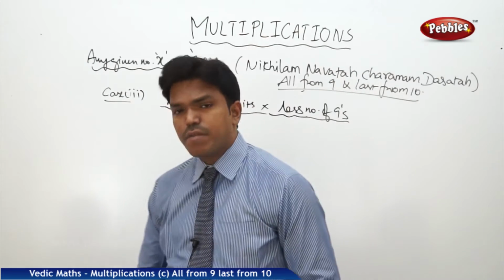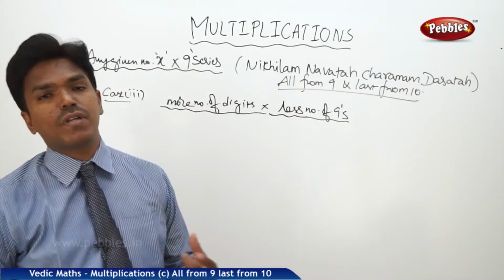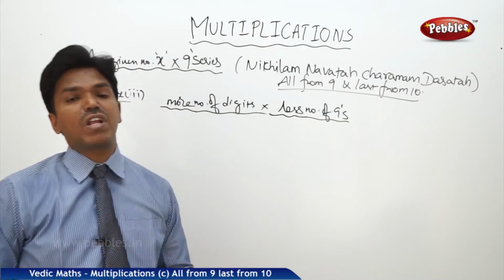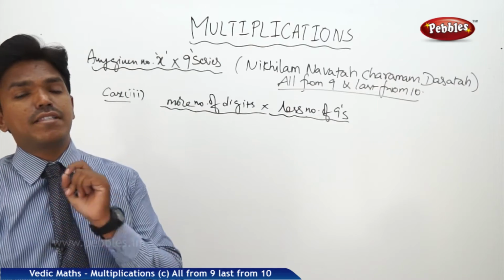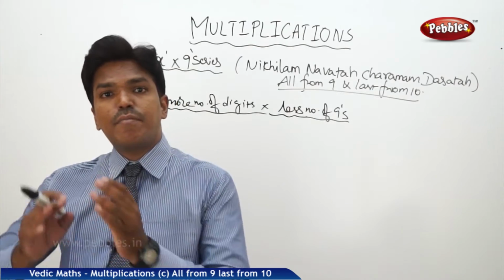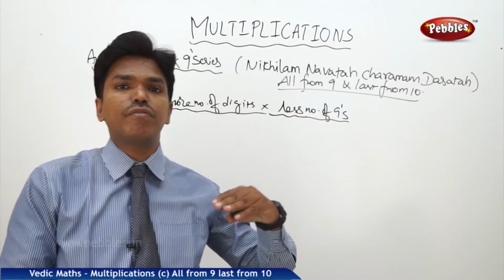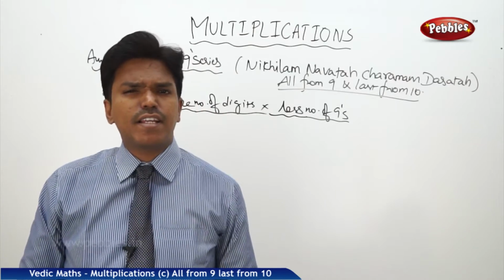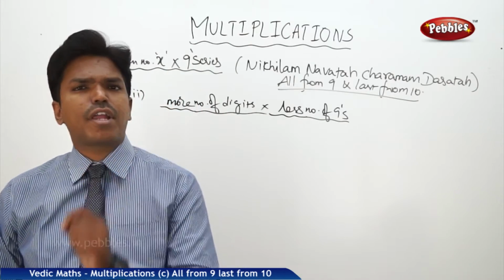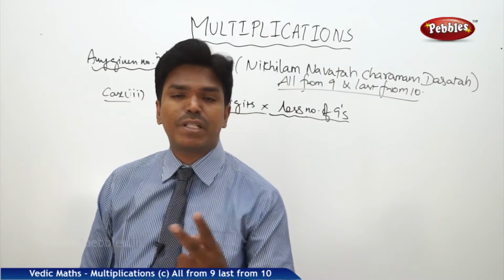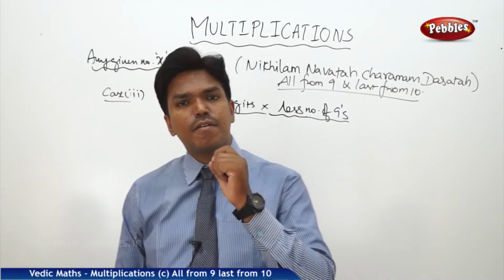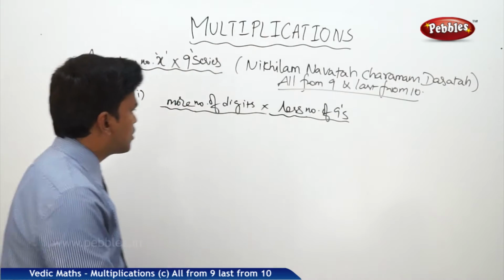So what is the last case remaining? More number of digits and less number of 9's. Suppose you are multiplying a number by a series of 9's in which the number of digits is more when you compare with the number of 9's. In this case it will be a little tricky method. We have two methods in this case. First we will discuss method 1.